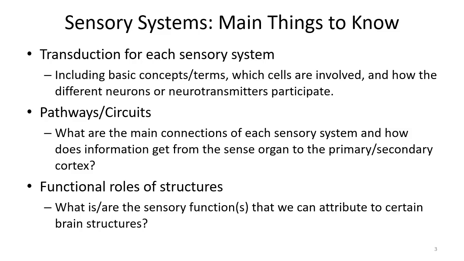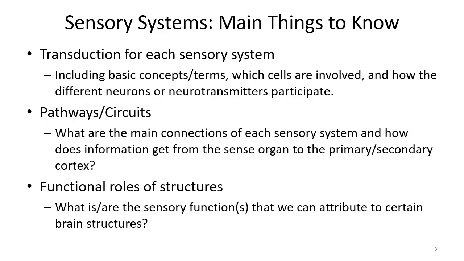So what should you know for each of the sensory systems? Some main things that will come through is basically an understanding of how the sensory system works, and this is a process called transduction. How do we take the stimulus in the environment, like sound or light, and turn it into a signal for the nervous system? This includes the basic terms, context and concepts involved, and also any of the different neurons that participate. As you're taking notes, this would be something great to focus on.